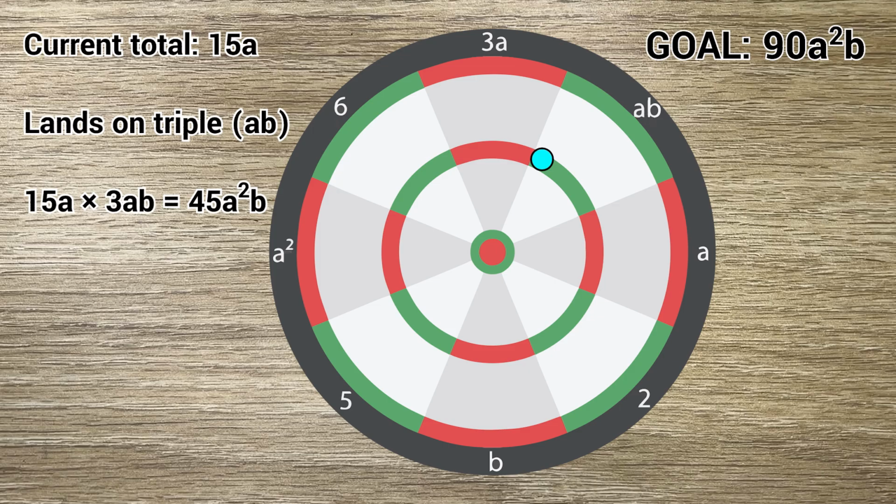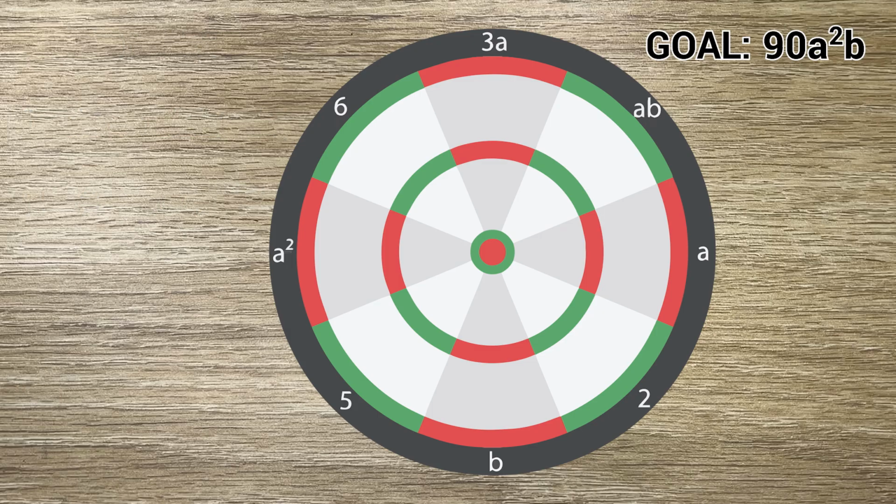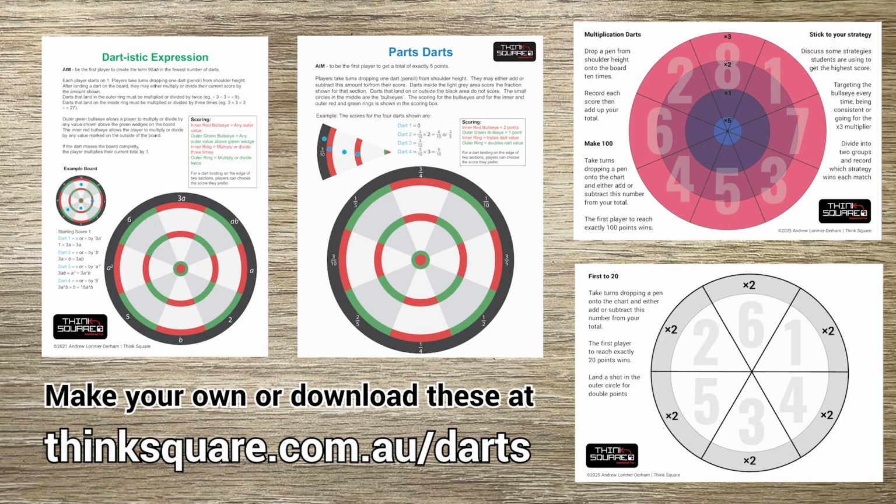And now all they need to do is drop their dart on a 2 to get to their goal. If they mess this up, they might undo it by dropping it on the same number and dividing the next turn. So the game involves thinking through the goal where you want to get to and how you're going to get there. So kids will be working with algebraic expressions and manipulating them to suit their means.